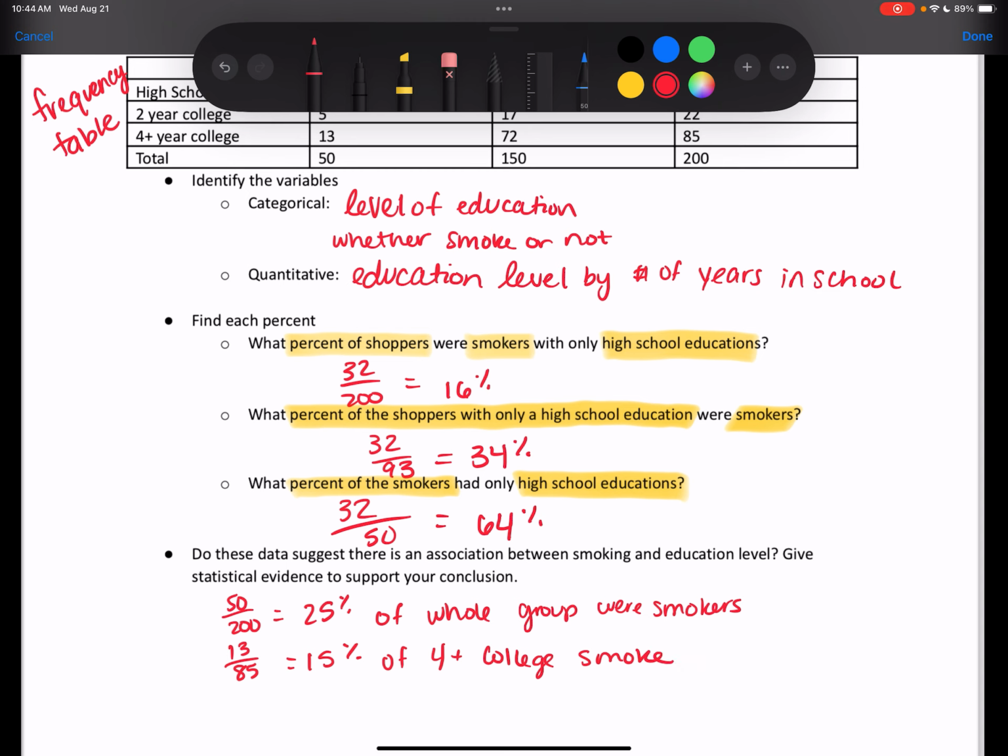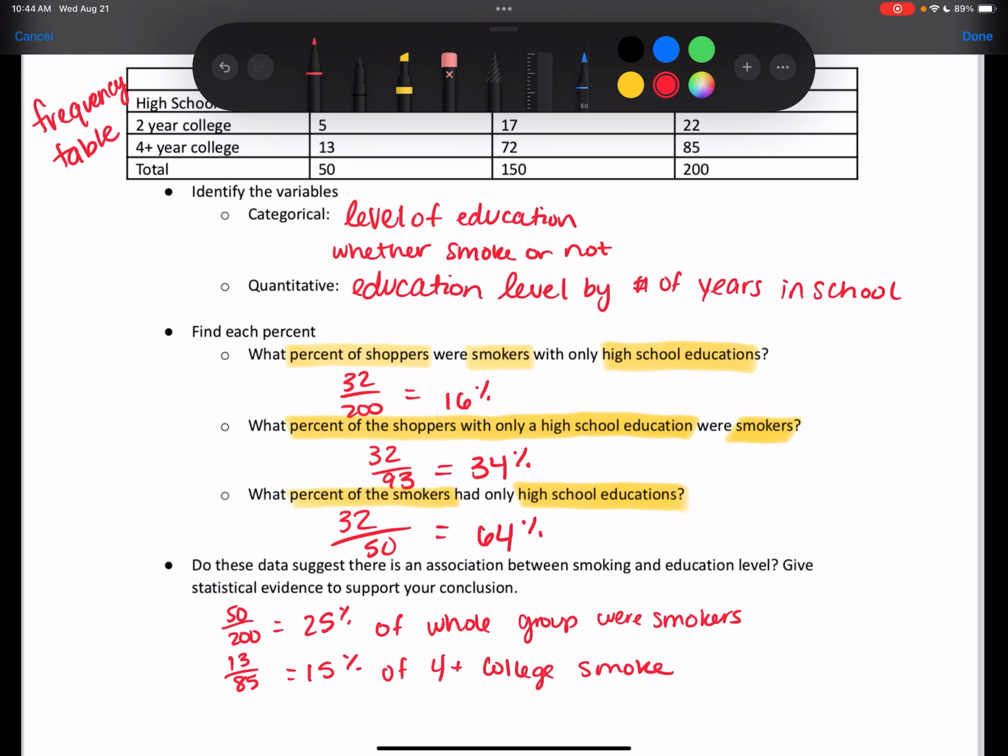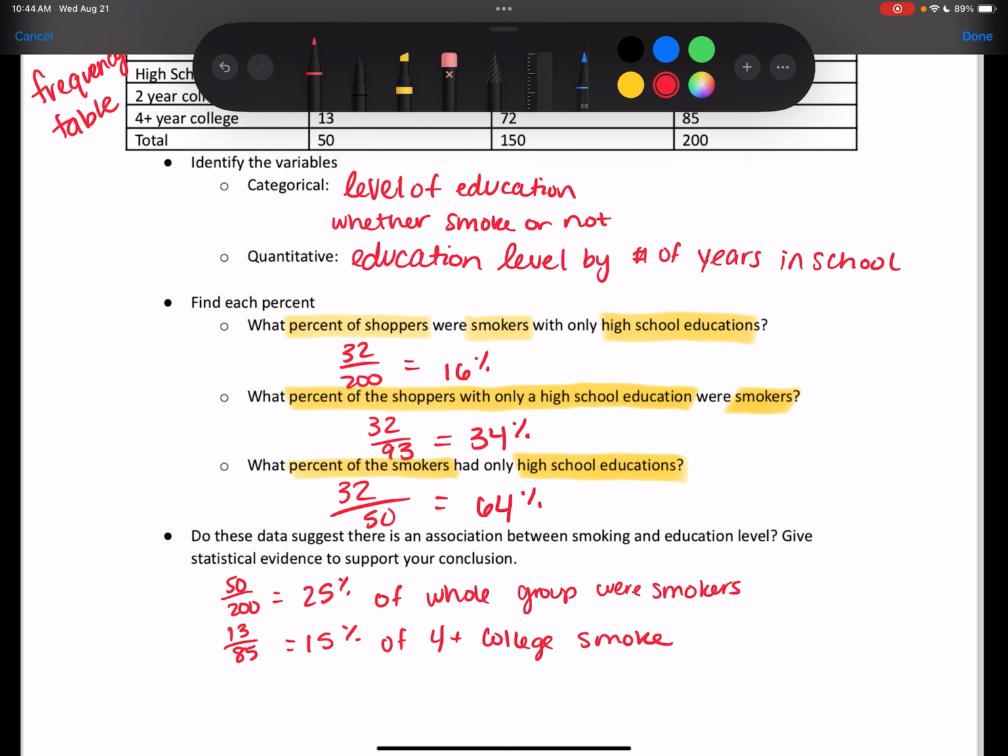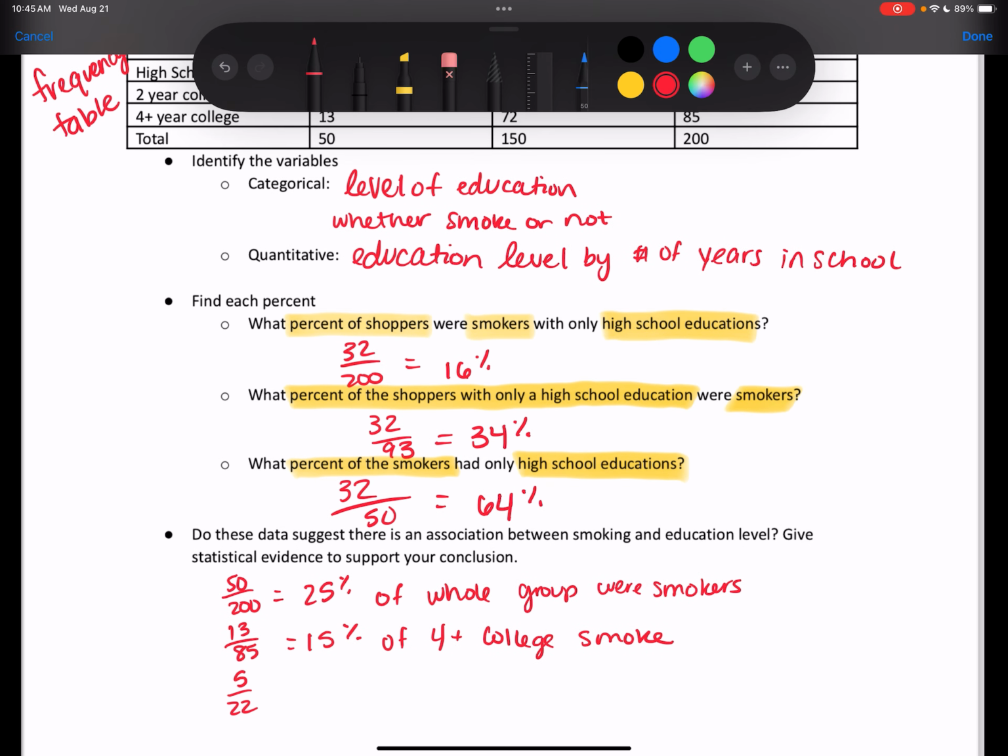Let's look at it for high school grads that smoke. Or, well, actually, let's just go backward. 2-year college. So what percent of 2-year college smoke? So that's 5 out of 22, right? Yep. So 5 out of 22 is about 23% rounded. So 23% of 2-year college smoke.